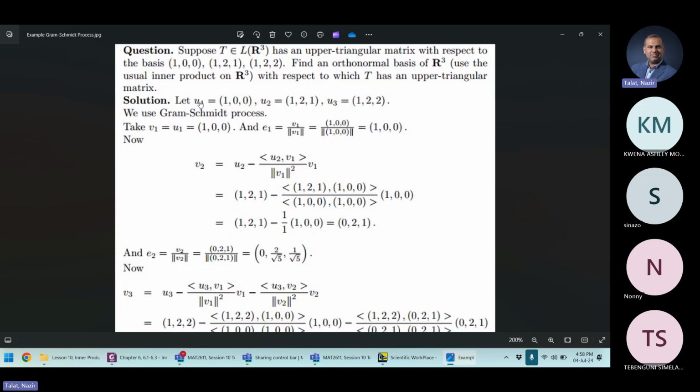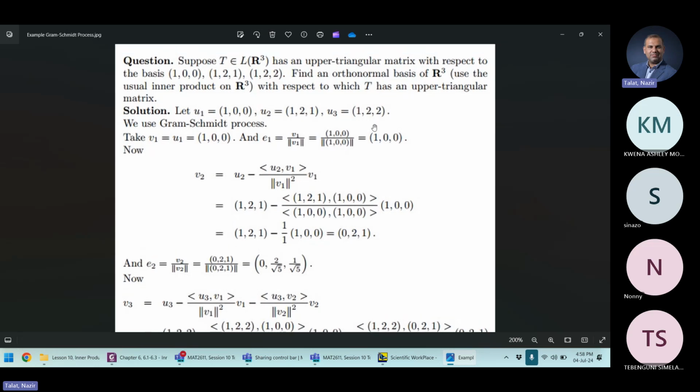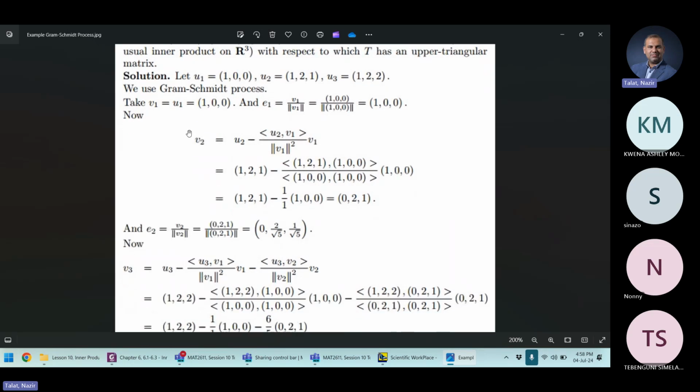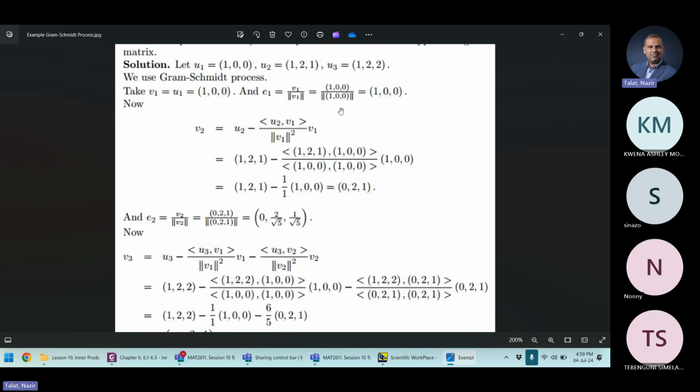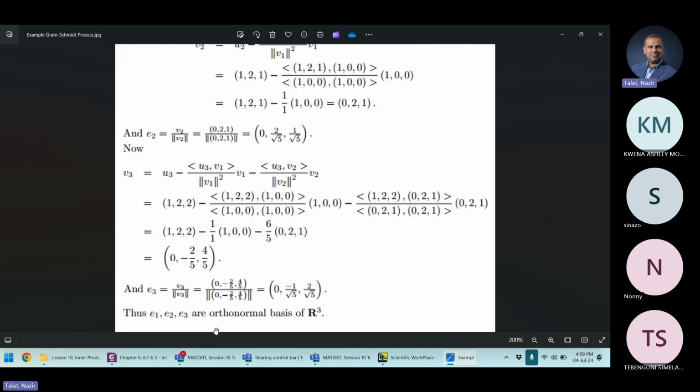Take U1 equal to the first, U2 the second, U3 the third, and then find V1 equal to U1, then find V2, then find V3. After computing, we get E1, E2, E3 by dividing by their norms. So these E1, E2, and E3 are the orthonormal vectors. These are also the orthonormal bases of R3.